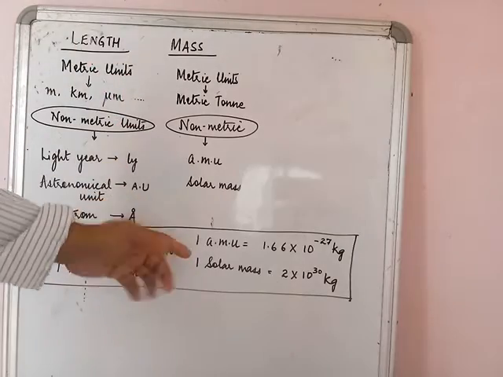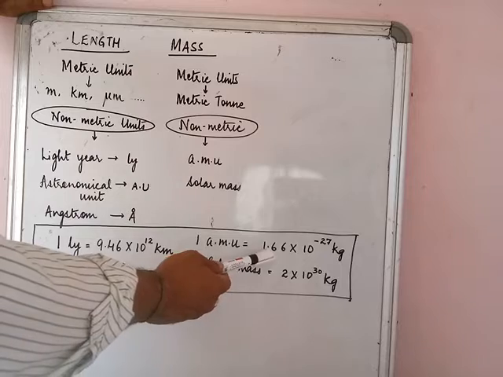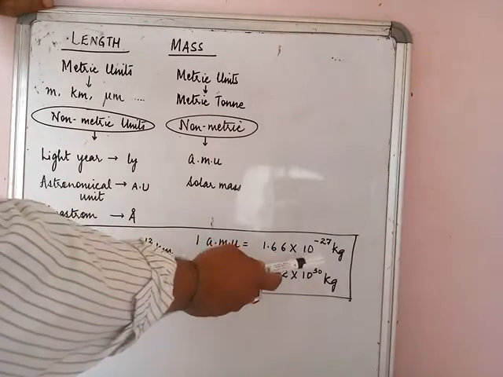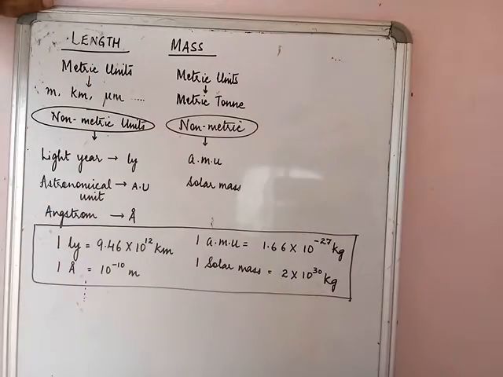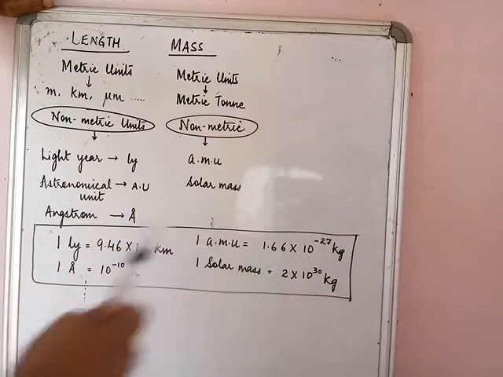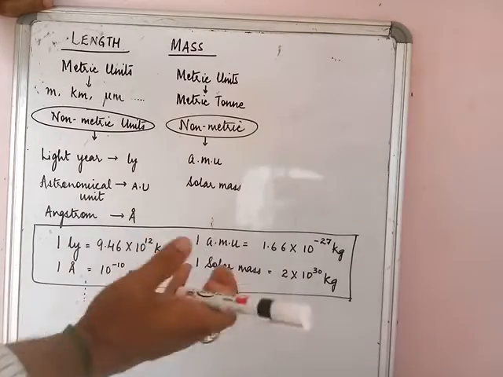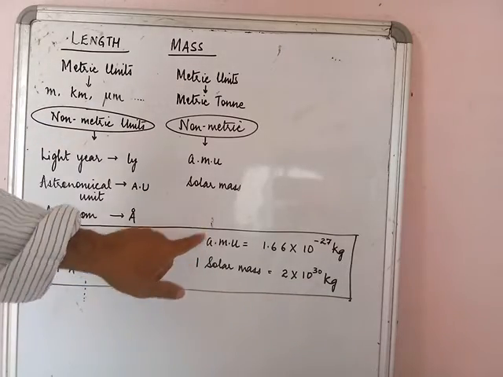Similarly, you have 1 atomic mass unit. The relationship is 1.66 into 10 to the power minus 27 kgs. 10 to the power minus 27 tells us how very small this particular unit is. It is like 0.000 and so on, with many zeros, and then a value in kgs. So what sort of physical quantity will 1 AMU, atomic mass unit, represent?